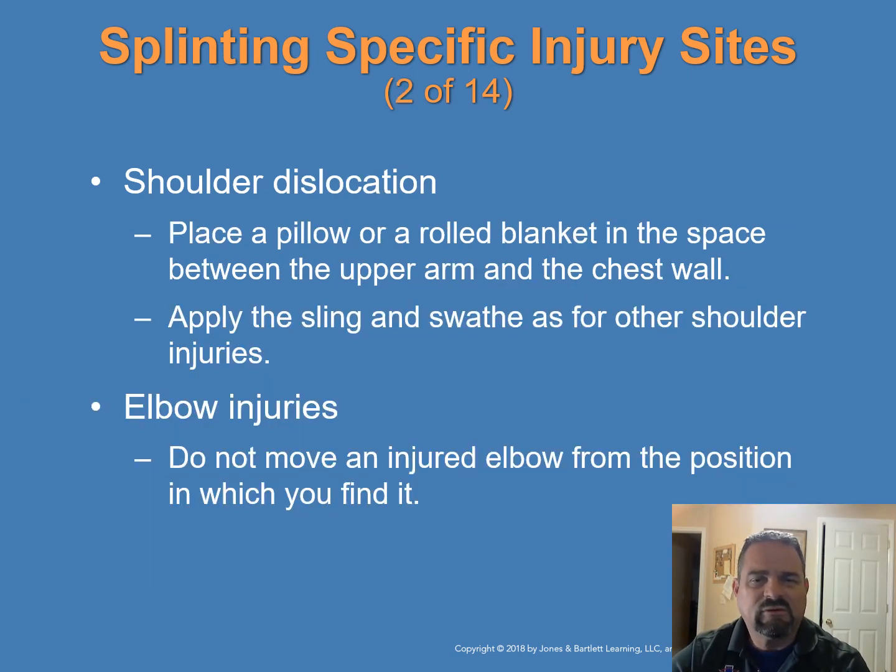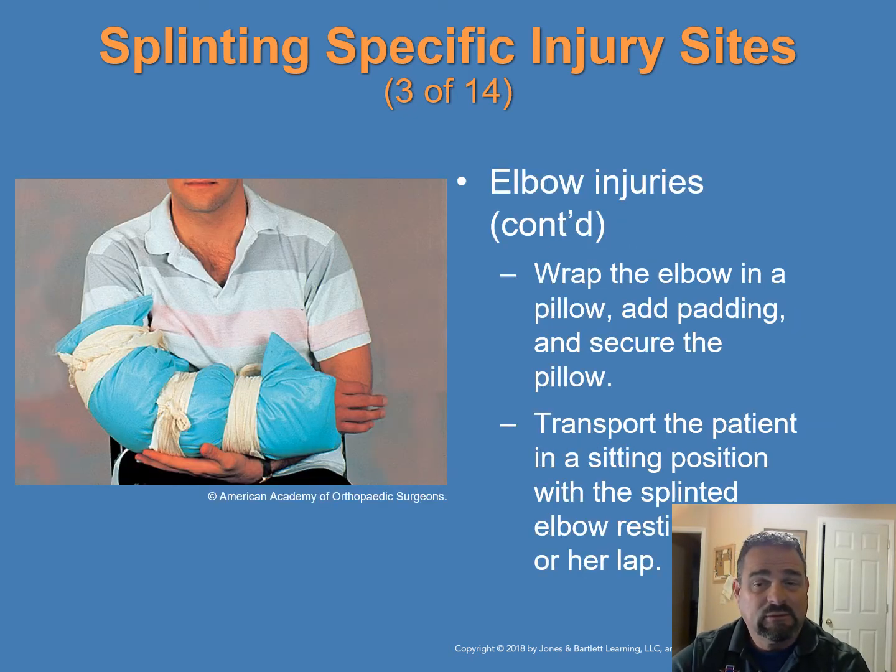For shoulder dislocation, you can also place a pillow or rolled blanket into the space between the upper arm and the chest wall, and then apply the sling and swath as for other shoulder injuries. Elbow injuries: don't move an injured elbow from the position in which you found it. It's just better to splint it in place. So here's an elbow injury. Notice that they've used a pillow and three triangular bandages to wrap around the elbow and to secure it in place as best as possible.